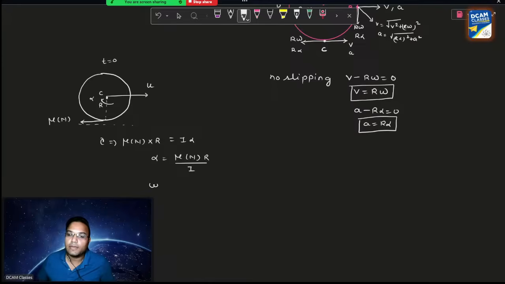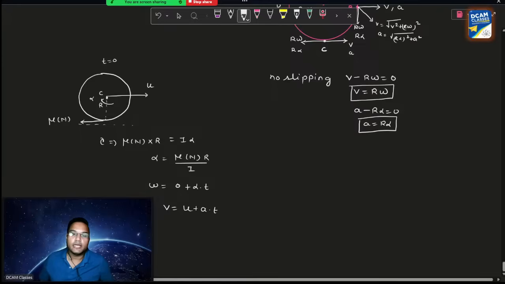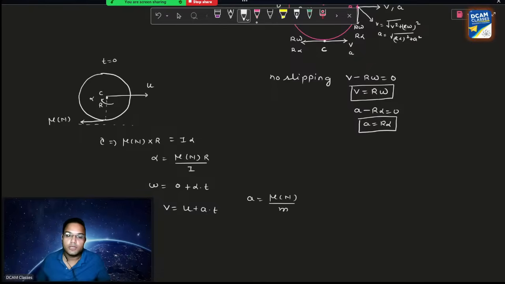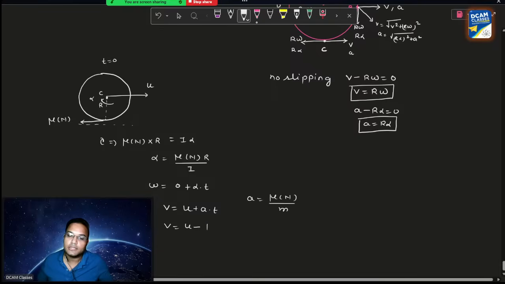After time t, its angular velocity will become omega is equal to 0, because initially it has 0 angular velocity, plus alpha into t. And its velocity v will be u plus a into t. Acceleration is there because friction is acting. Acceleration will be mu into normal reaction divided by its mass, in the backward direction. So v will be u minus mu into normal reaction by m into t, because acceleration is in the backward direction.